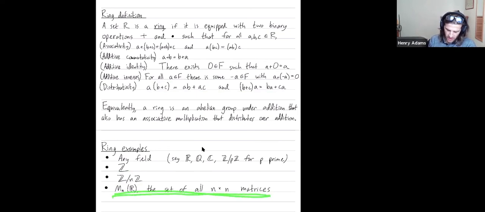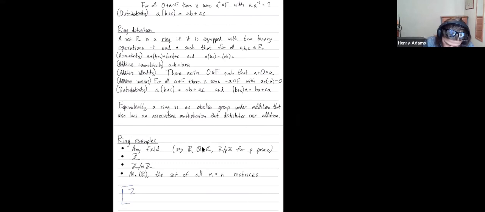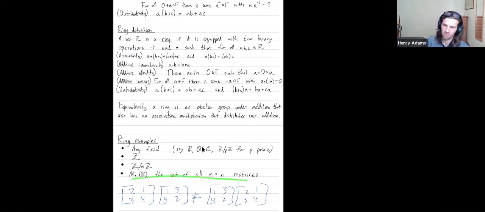The set of all n by n matrices, which is sometimes denoted M sub n of R. So the set of all n by n matrices with coefficients in R, that's a ring. Now here, we don't have multiplicative commutativity, right? If I write down two arbitrary matrices, unless I'm super unlucky, if I multiply these two matrices, that's probably not equal to what I get if I multiply them in the opposite order. Okay, so we don't have commutativity under matrix multiplication, but still this forms a ring. It's an algebraic structure that is very well studied.